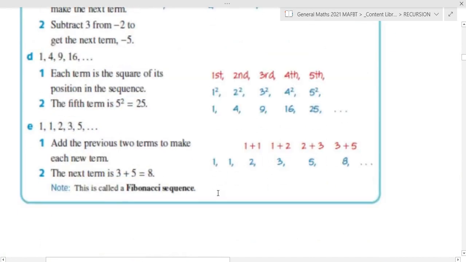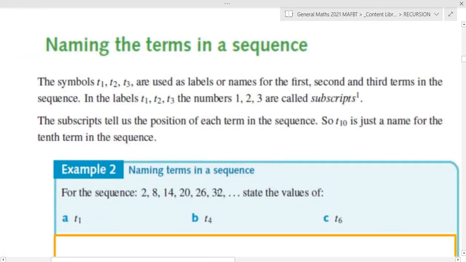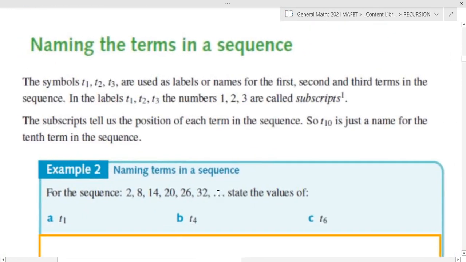Alright, so the next part now is how do we name a sequence? So let's go to the next page, I think.